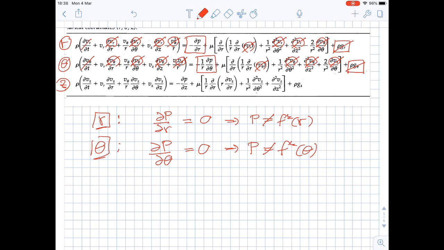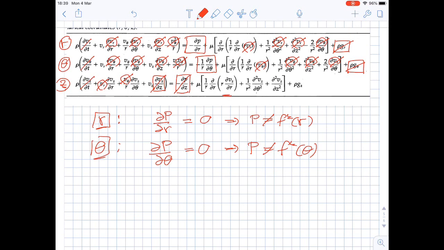Alright, for the Z component, the steady state term: Vr is 0, V theta is 0, and Vz is not a function of Z, so the whole term here is 0 according to the equation of continuity we found earlier. And for this particular problem, the pressure inside the die and the pressure at the outlet of the die are equal, so pressure is not a function of Z. This term can be dropped.